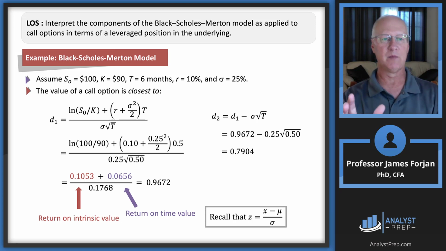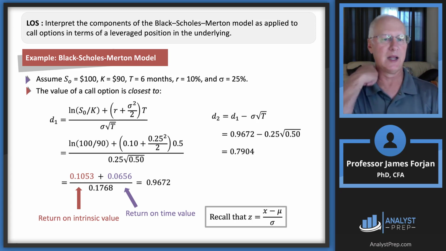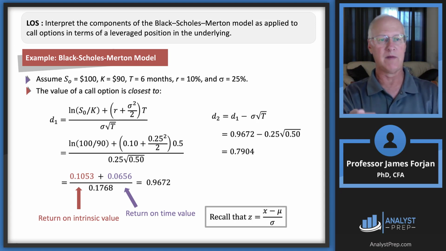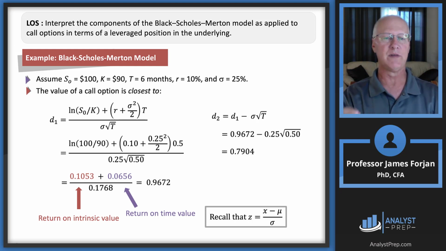So let's go ahead and compute the D1. You can readily pause the video and make certain that our mathematics is correct. But I want to call your attention to the third equal sign down there. We do all the math and we get 10.53%. So skip to the line right above it. We take the natural log of 100 divided by 90. That's 10.53%. What is that? If you buy that share of stock from me for 90 today and you immediately go sell it today for $100, you get 10.53%. That's the continuously compounded return on intrinsic value.